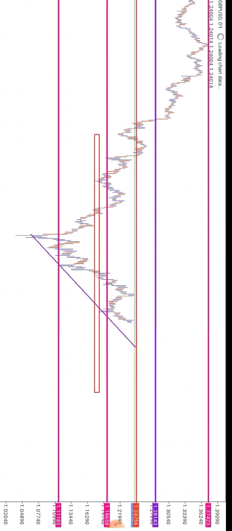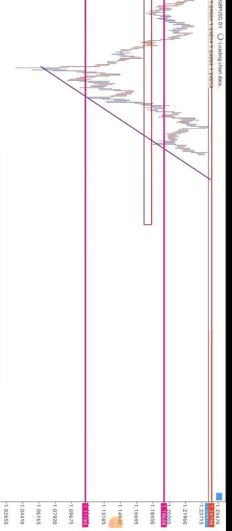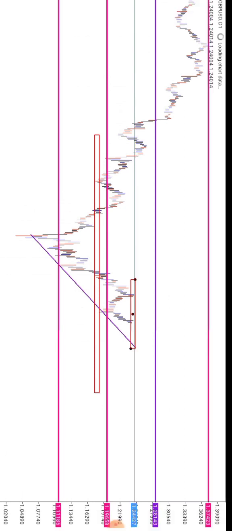And if the market doesn't break it, I'm expecting a sell, because the market is going to what? Form a double top right here. So if the market doesn't break that double top, I'm going to sell down to my next support right here. But if the market breaks it, I'm going to buy up to my next resistance right there.